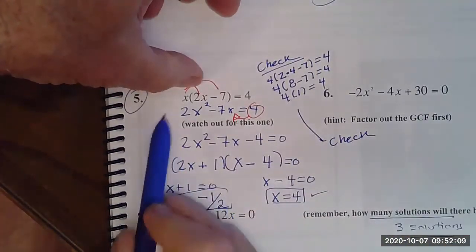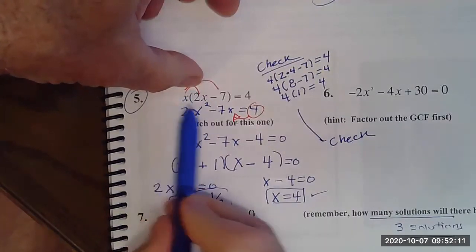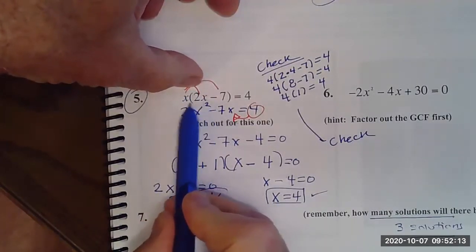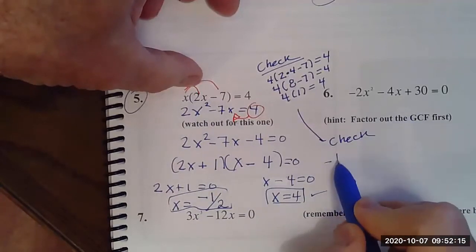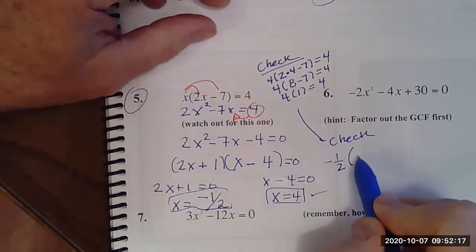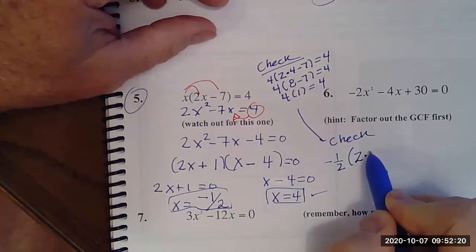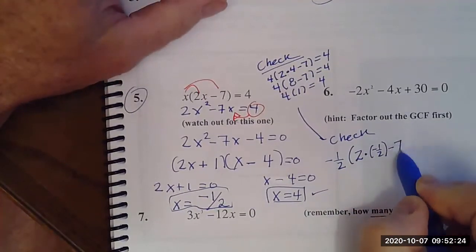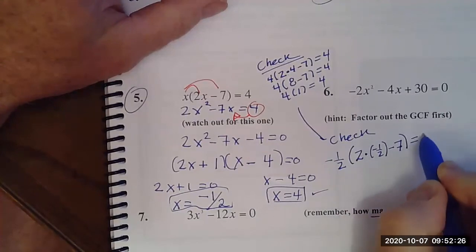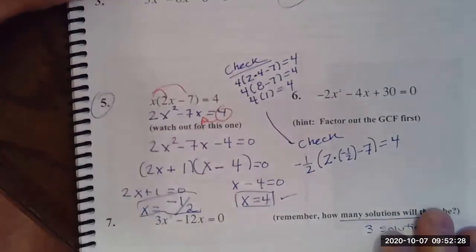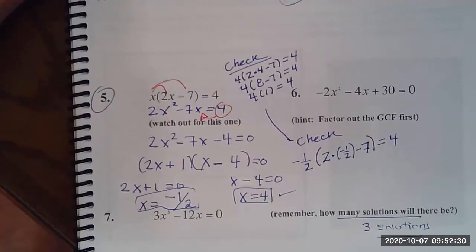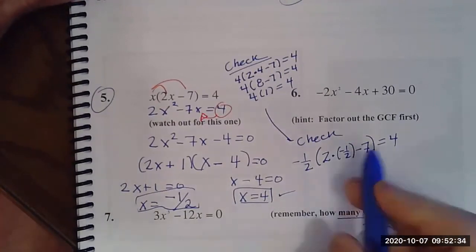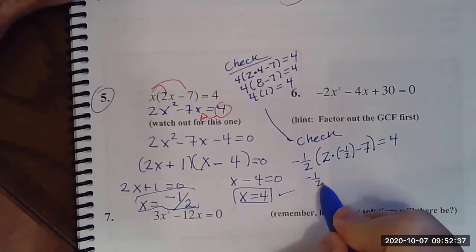Okay, I'm going to put negative 1/2 right here, and negative 1/2 right here. So negative 1/2 times, parentheses, 2 times negative 1/2, and then still subtract 7, and it's supposed to still equal 4 when I'm done. Now, this is more work. Just got to make sure you know how to multiply fractions and use the order of operations.